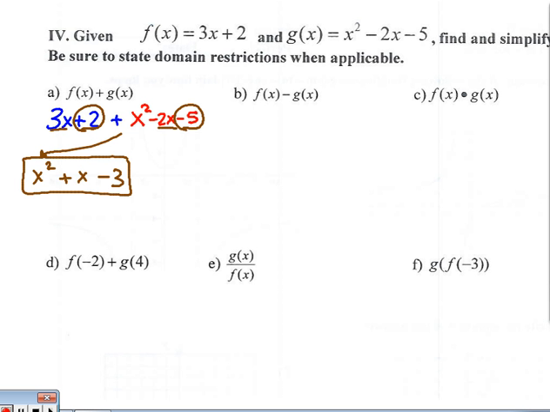The first one should look like this. Your x squared doesn't have anything that has a like term. These two combine to give you +1, and these two combine to give you -3. All right.